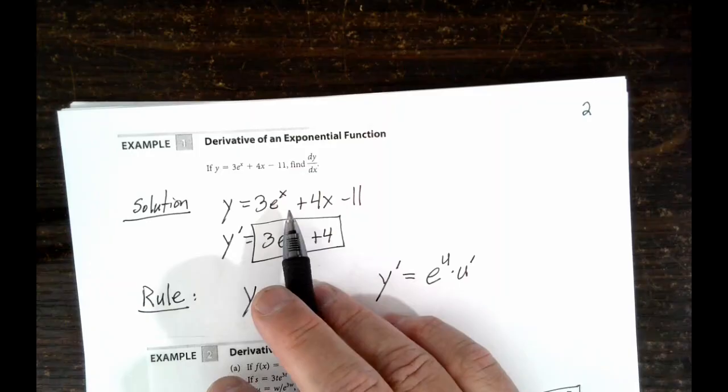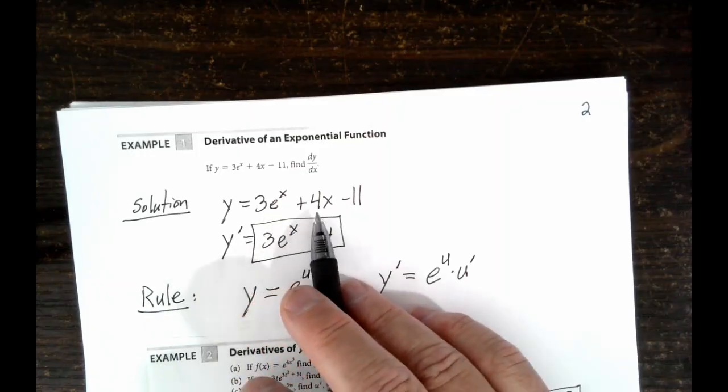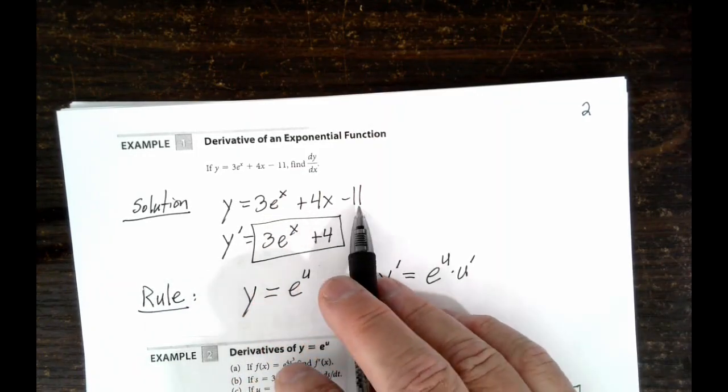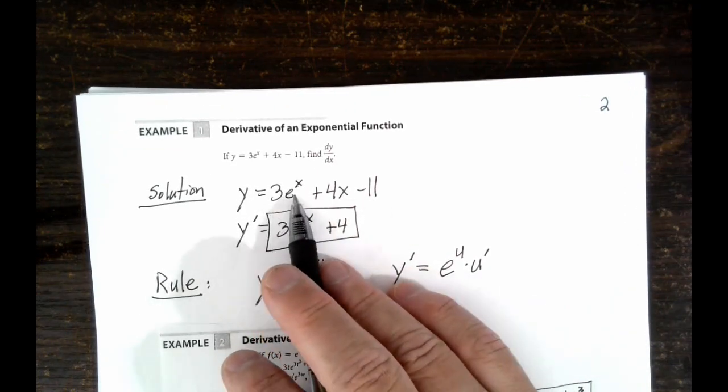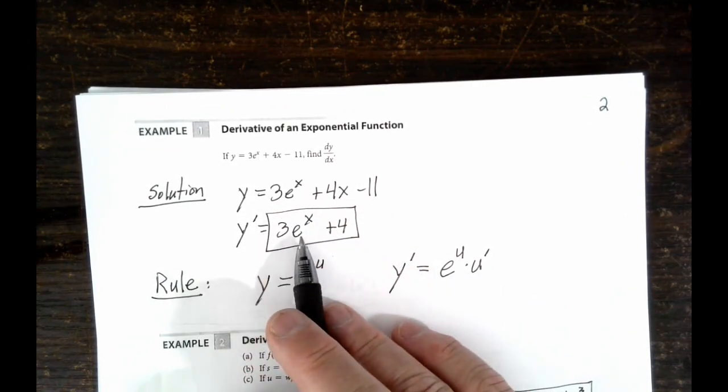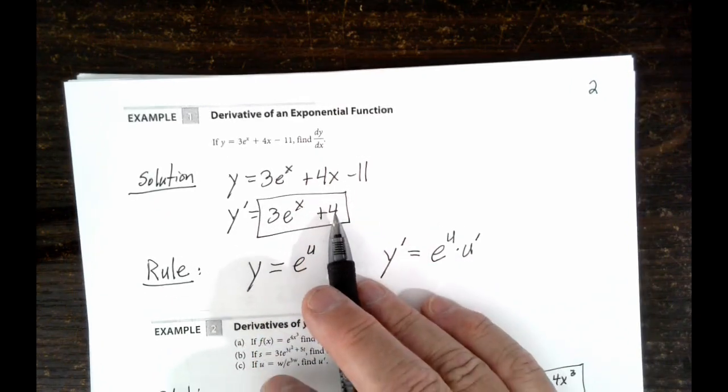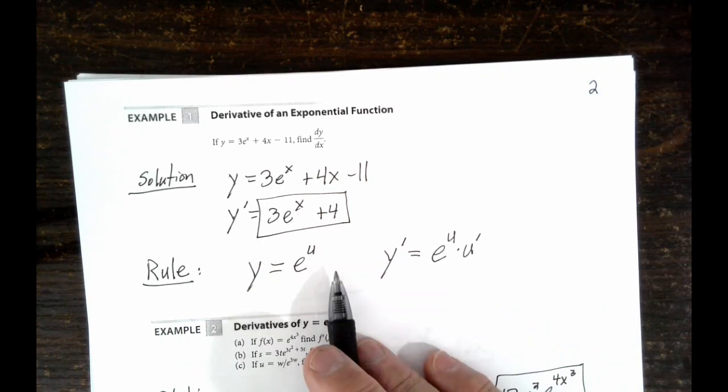So they ask you to take the derivative of 3e to the x plus 4x minus 11. These two aren't that hard because we've been doing derivatives for a while, but this is the new one. 3e to the x, well, the derivative is just 3 times the derivative of e to the x, which is just e to the x. Derivative of 4x is 4, derivative of 11 is 0.